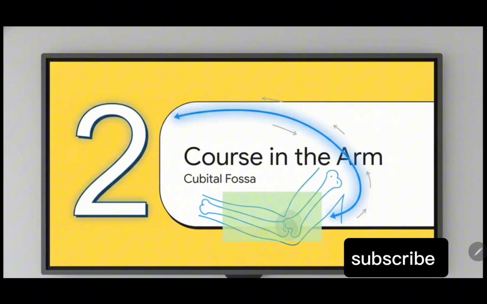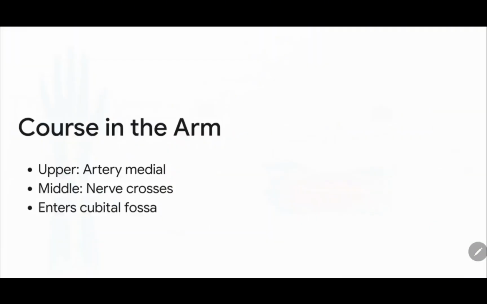Moving to Section 2, let's track its course through the arm and the cubital fossa. अब इसको ध्यान से समझना, because the relation to the brachial artery actually flips halfway down the arm. Upper part में brachial artery medial होती है, but in the middle arm, the median nerve crosses the artery from the lateral to the medial side. ये crossing एक classic surgical landmark है. और फिर it enters straight into the anterior part of the elbow joint at the cubital fossa.